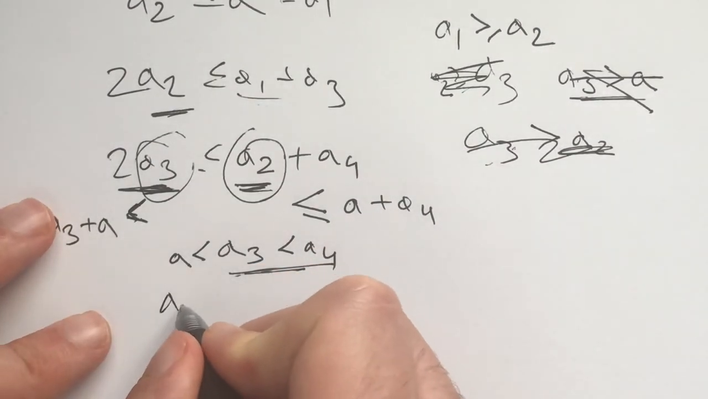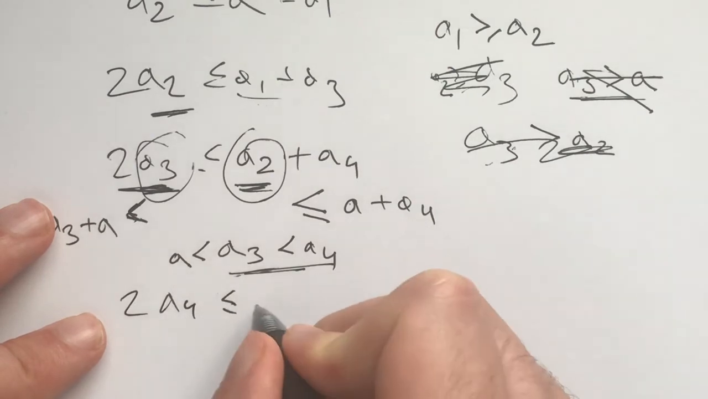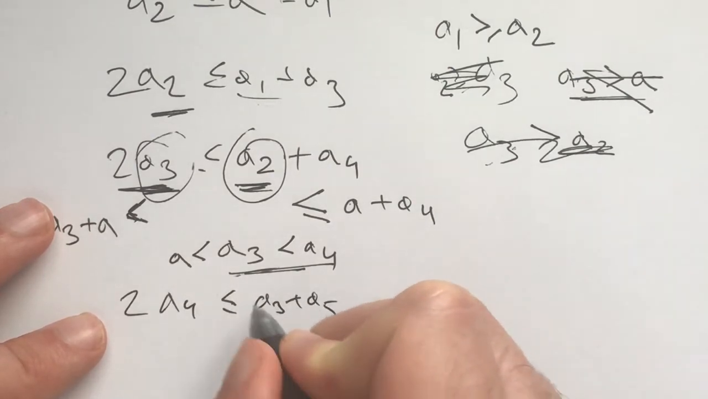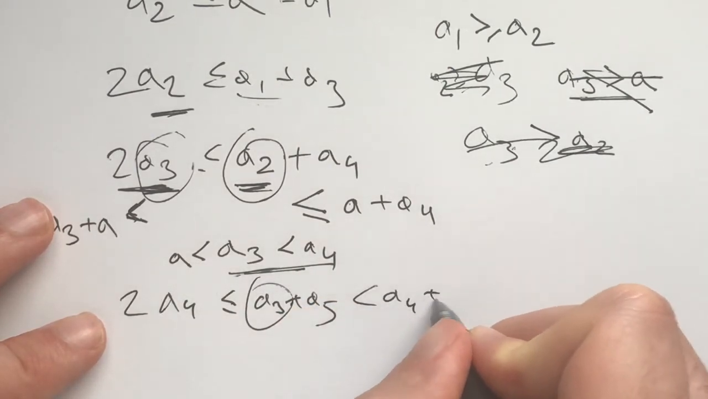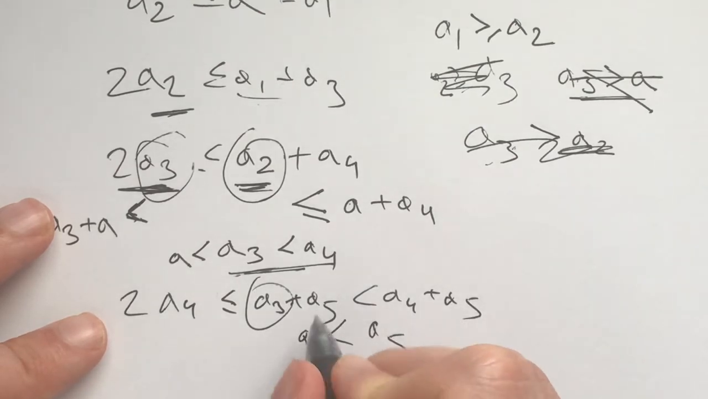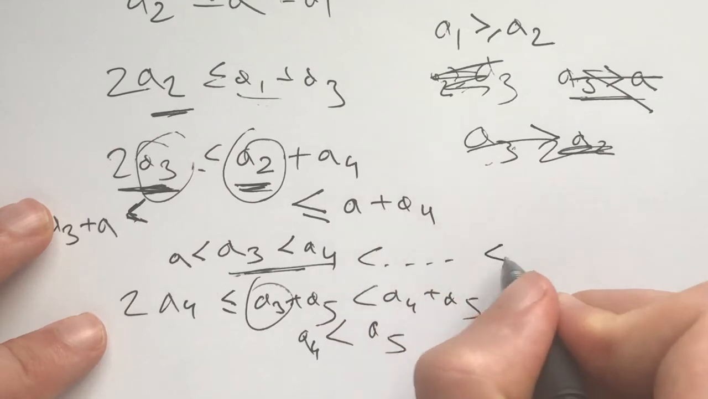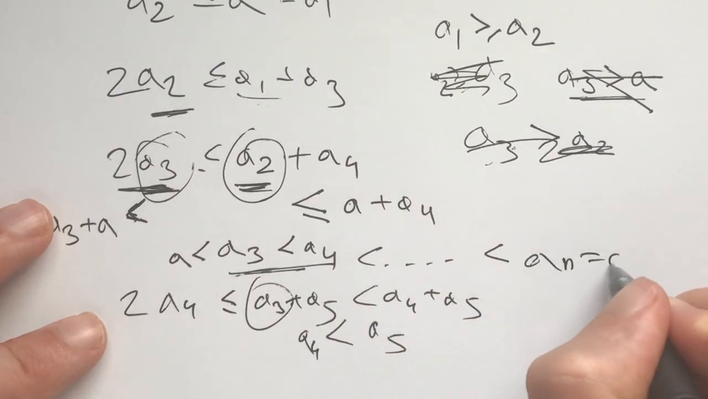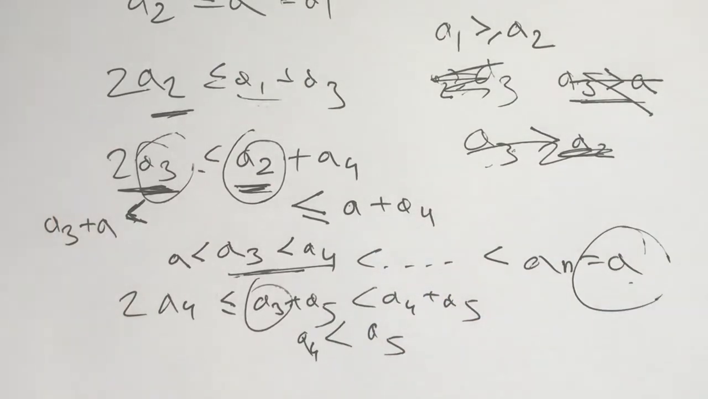We get that 2a4 is less than or equal to a3 plus a5. This is less than a4 plus a5. And now you get a5 greater than a4. So we will be able to do this all the way until an, which is equal to a, and get another contradiction.